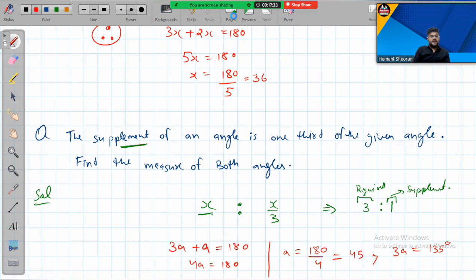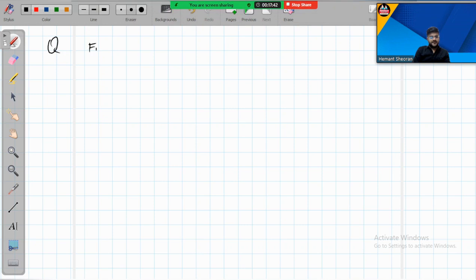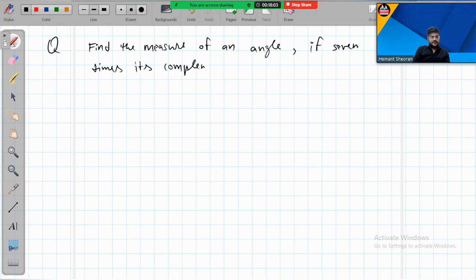Okay, now if I make it a little bit more complicated, the statement, let's say they are giving you: find the measure of an angle if 7 times its complement is 10 degree less than 3 times its supplement.